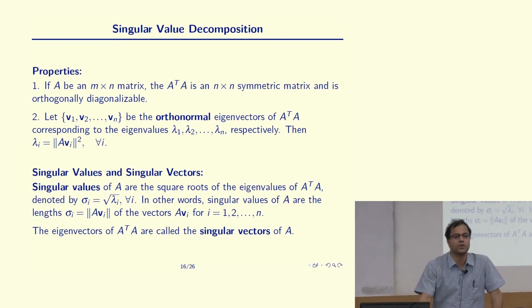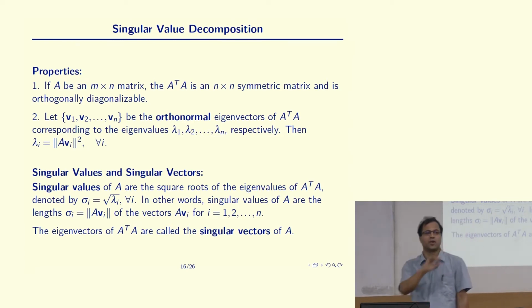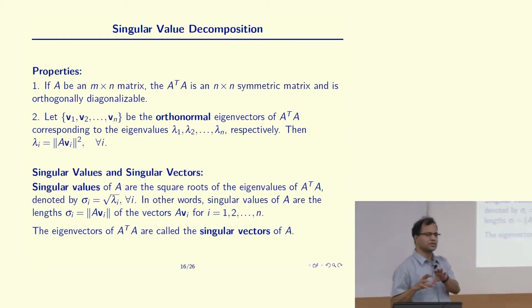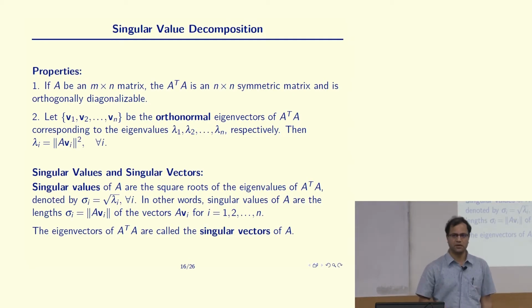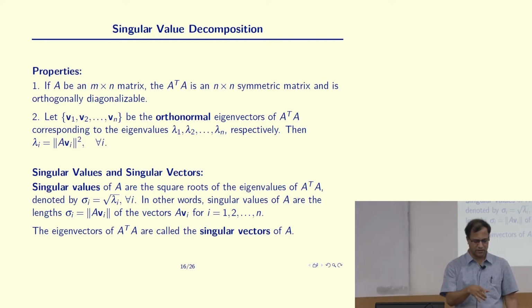Then A transpose A will be N by N, and this will be a symmetric matrix. Of course, whatever properties we have seen, it is orthogonally diagonalizable, being a symmetric matrix. Similarly, we can also consider A A transpose, which will be an M by M matrix, which will also be symmetric and orthogonally diagonalizable. Is it okay to check that this will be a symmetric matrix?